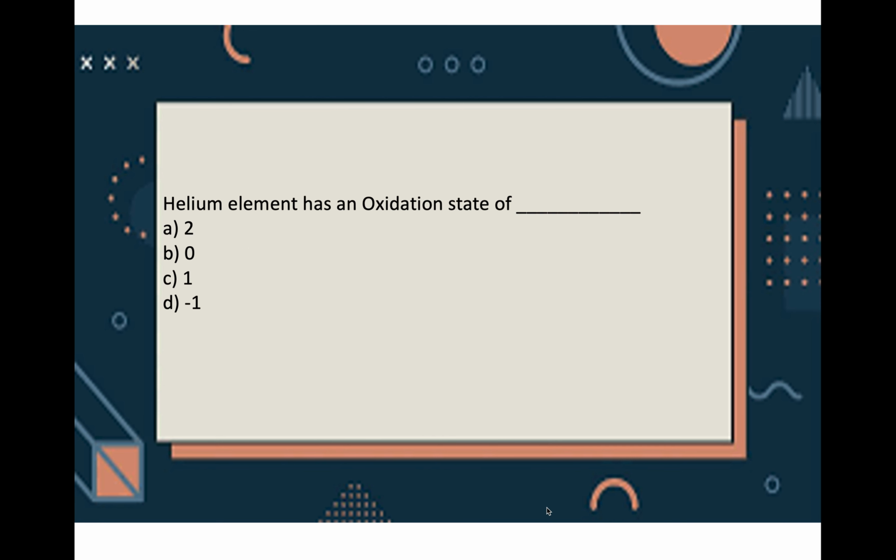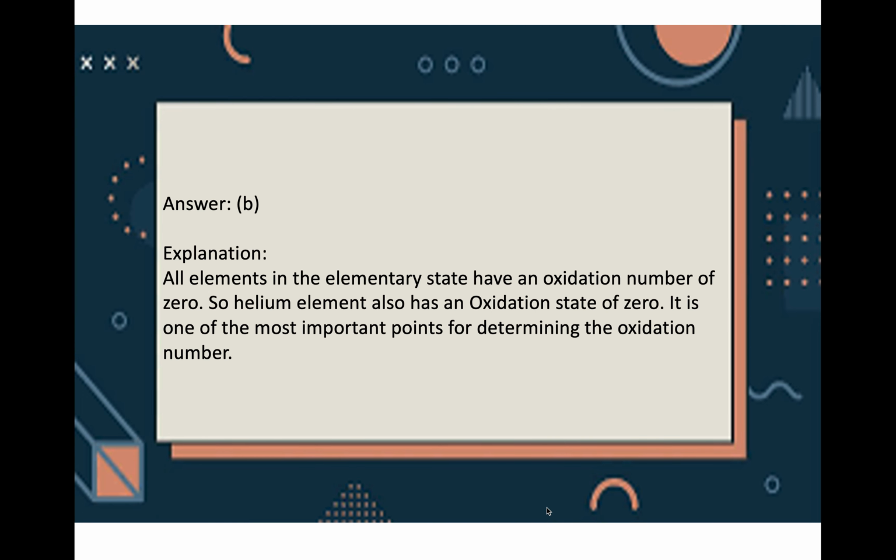Okay. Now, helium element has an oxidation state of, is it 2, 0, 1 or -1? Correct option is B, it is 0, because all elements in elementary state, just remember this, have oxidation number of 0. If it is hydrogen or oxygen or sodium or magnesium, whatever it is, in the elementary state, the oxidation number will be 0.